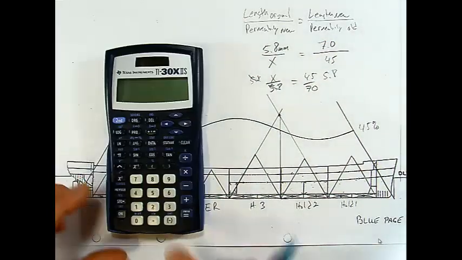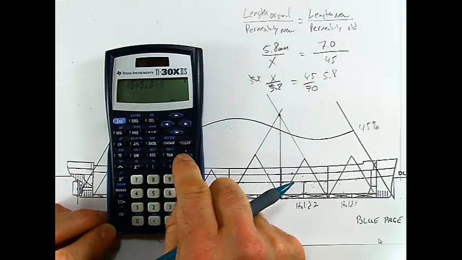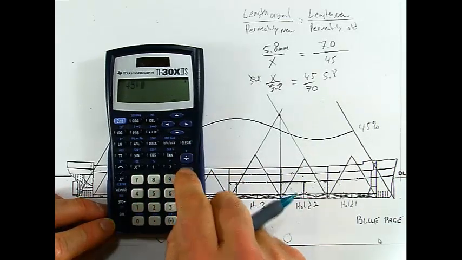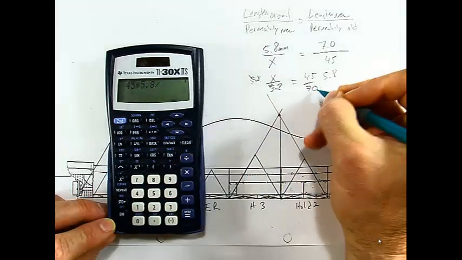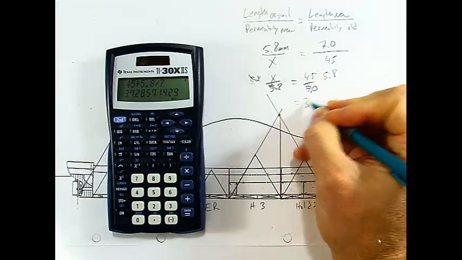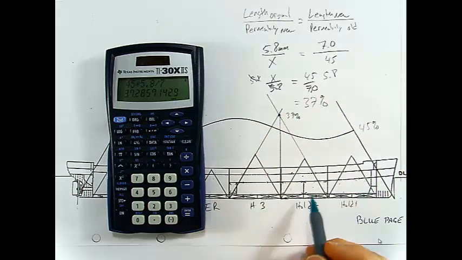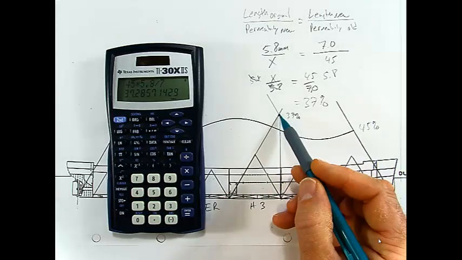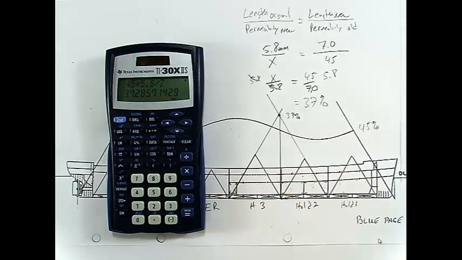Let's check what we got here. 45 times 5.8 divided by 7 is 37. So this is 37% permeability. If these two holds were at 37% permeability cargo, I would be right at the edge of flooding. So anyway, that's how you use this table.